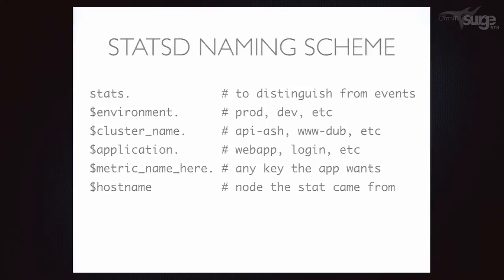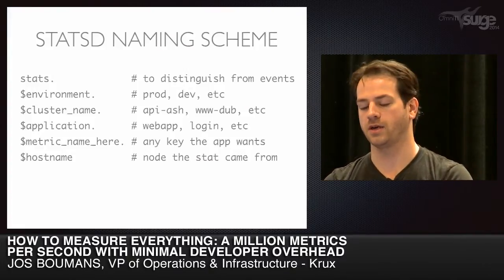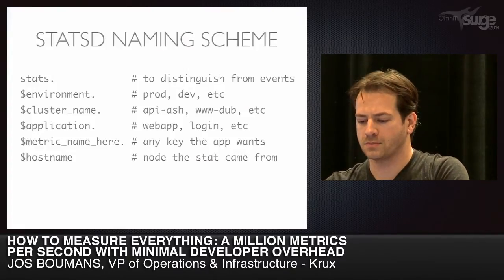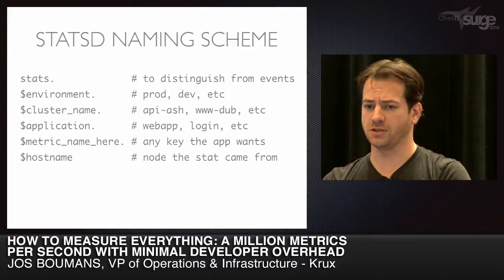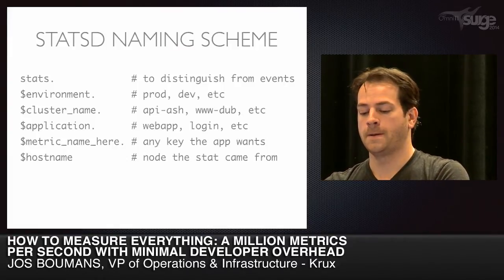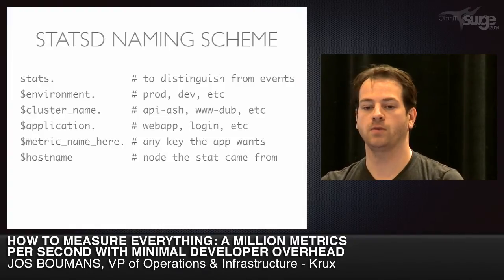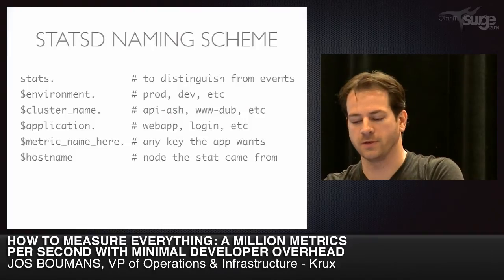A few things to know about StatsD. Number one, pick a naming scheme and stick to it. It makes exploring in Graphite much easier, and we'll get to that in a bit. It also makes creating graphs a lot easier. You can write loops because your naming scheme is very, very predictable. It also makes automated rollups much easier. Again, I'll cover that in a moment. And this is what we picked, so copy it if you want to. Invent your own, it really doesn't matter, but pick one and stick to it. That is the best bit of advice I can give you.